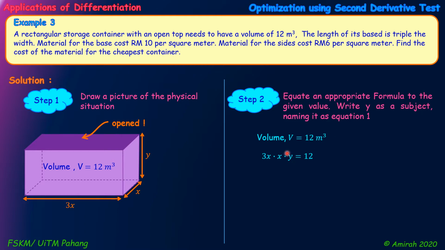An appropriate formula is the volume for this box: 3x times x times y. We equate it to the given value here. Then we simplify, so we get x squared y equals 4, because we divide 12 by 3. So we write y as the subject, and we get y equals 4 over x squared. Then we name it equation 1.